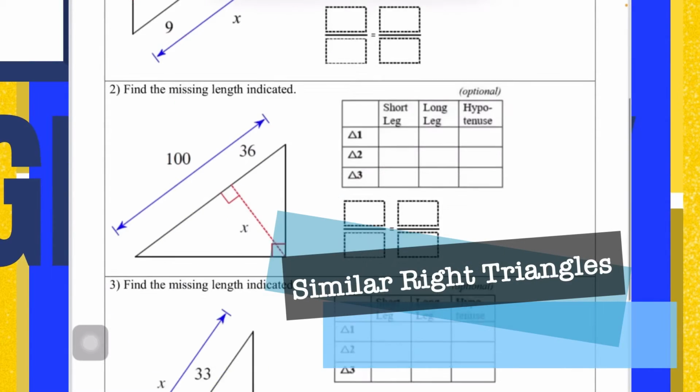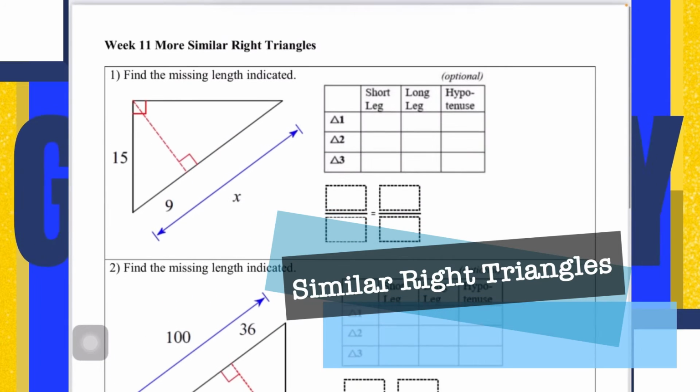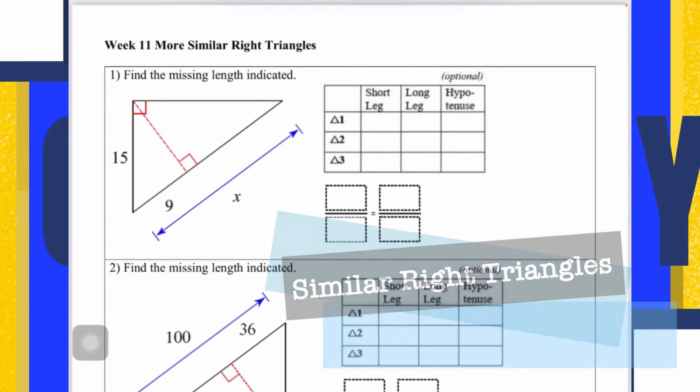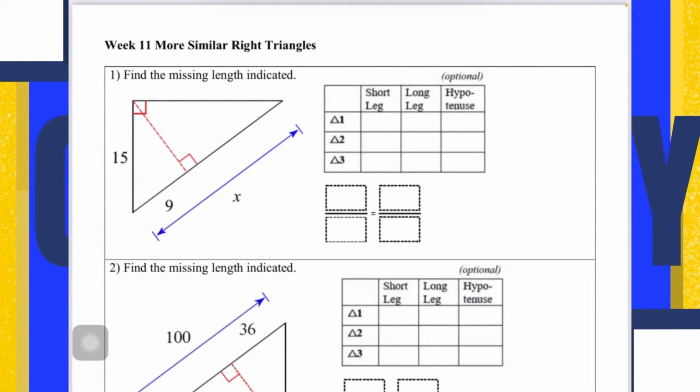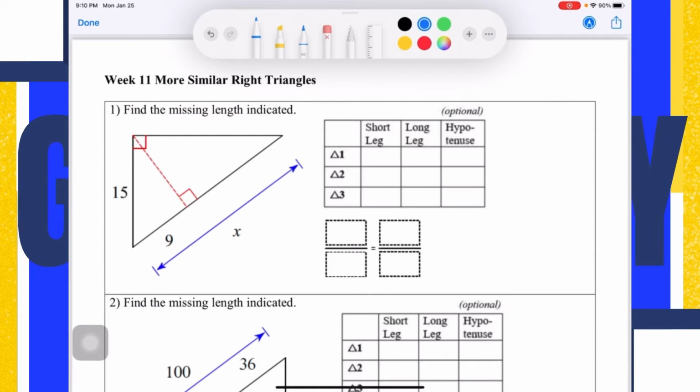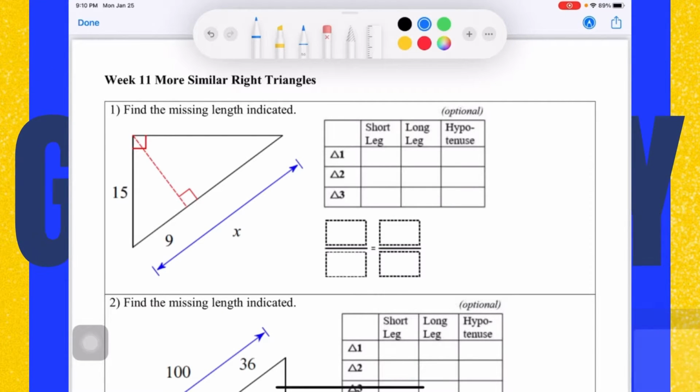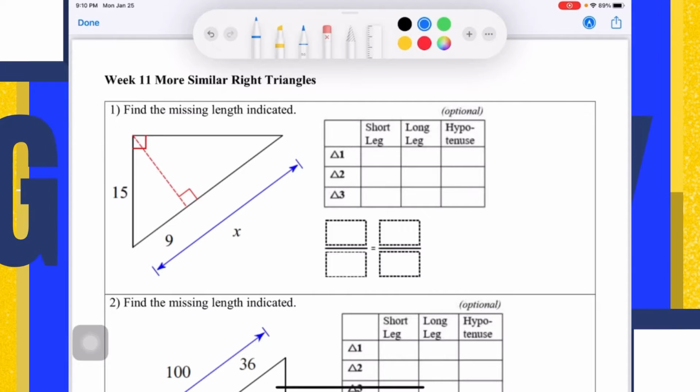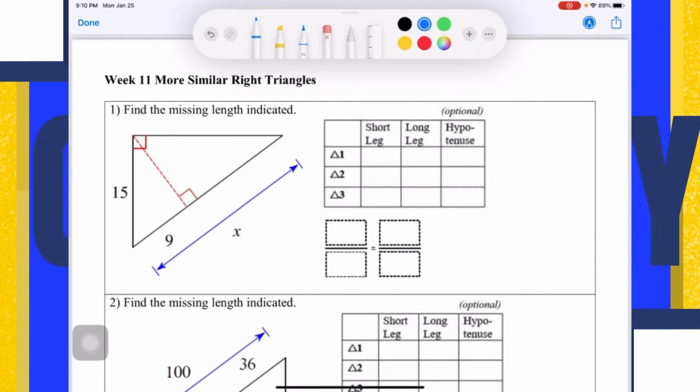I have 3 examples that I want to go over with you guys. Please pause the video and get your paper, pen, and calculator. Let's get started. I'm going to go over 3 examples in finding the missing side length of these similar right triangles. Highlight the parts that are labeled.